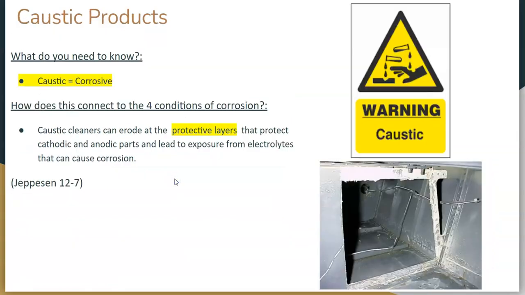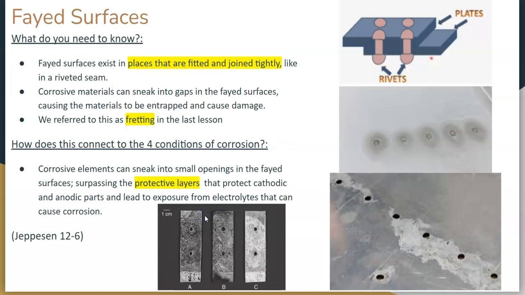So, caustic products. A few things you should know. If you ever see the word caustic hanging around, it means corrosive. So, you already know about corrosion. I think this pretty well applies, but bottom line, caustic materials can erode the protective layers and allow corrosion to happen. You don't want that.